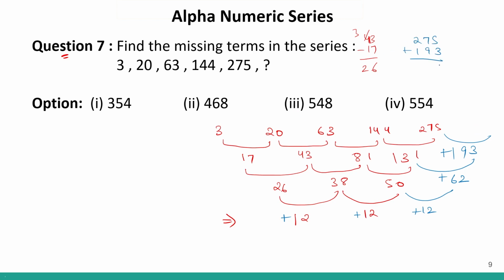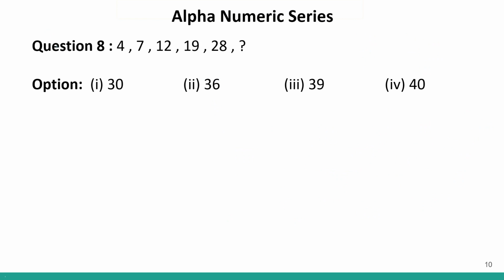5 plus 3 will be 8, 9 plus 7 will be 16, 1 will carry, and 468. So over here we will get 468. So my answer will be 468, and 468 is given in option number 2. So option number 2 will be the correct answer to this question. Clear? Moving on to question number 8.